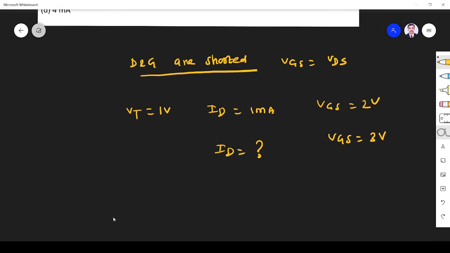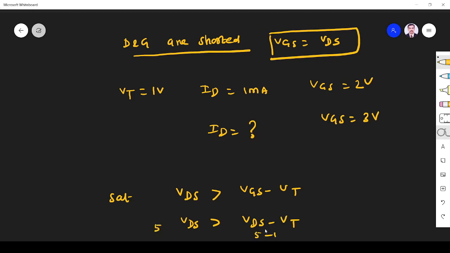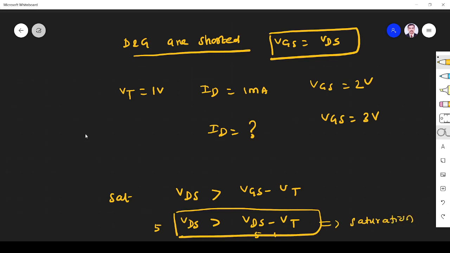We know that for a MOSFET to be in saturation, VDS must be greater than VGS minus VT. From the condition given here, instead of VGS I substitute VDS, so VDS must be greater than VDS minus VT. Surely this is true, because let us say VDS is 5 volt, then it is 5 minus some value, which is surely less than 5. So VDS is always greater than VDS minus VT, and the given MOSFET is in saturation. That is what we understand.